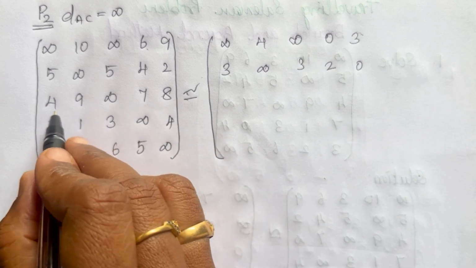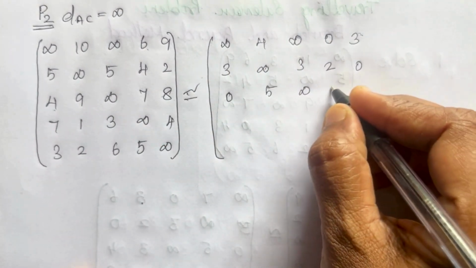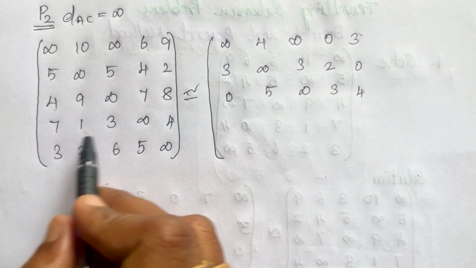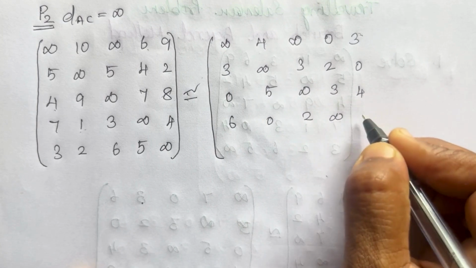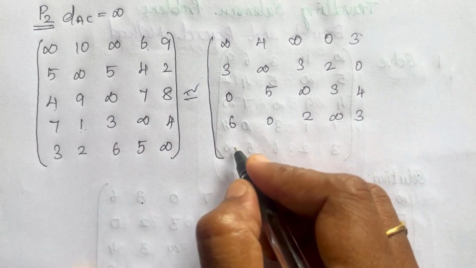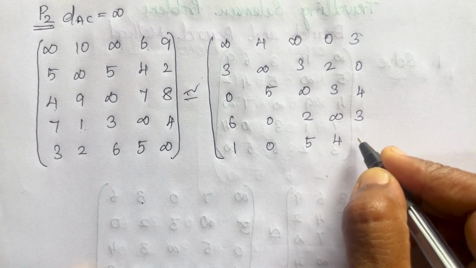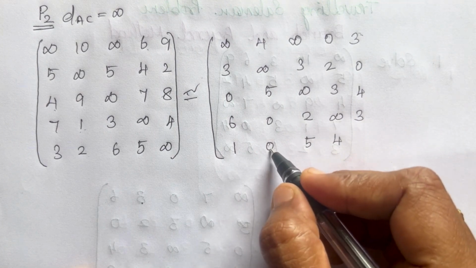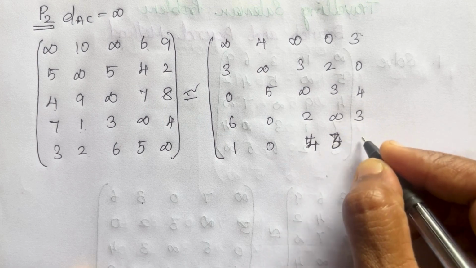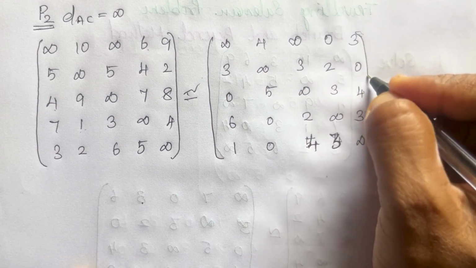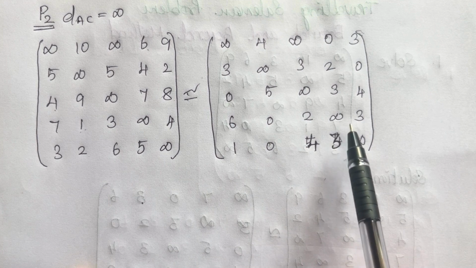And here the element is 4, so this will be 0, 5, infinity, 3, 4. And here the minimum one is 1, so 6, 0, 2, infinity, 3. And minimum is 2, so 1, 0, 5, 4, sorry, so this is 4, this is 3, sorry, 4, 3, infinity.